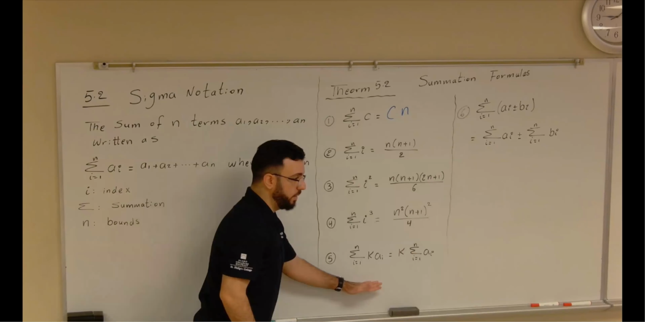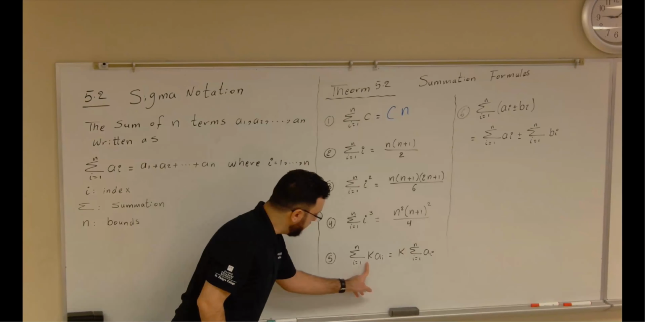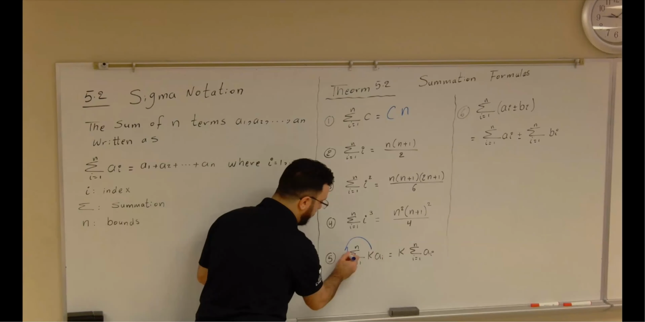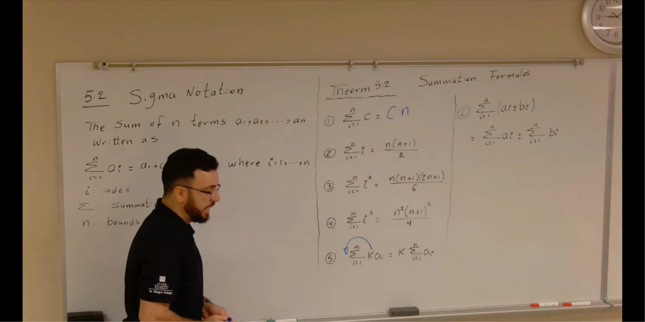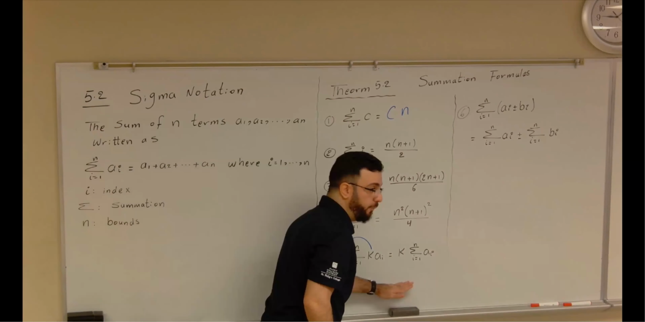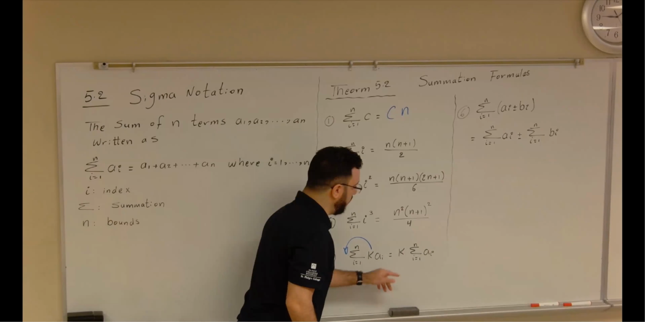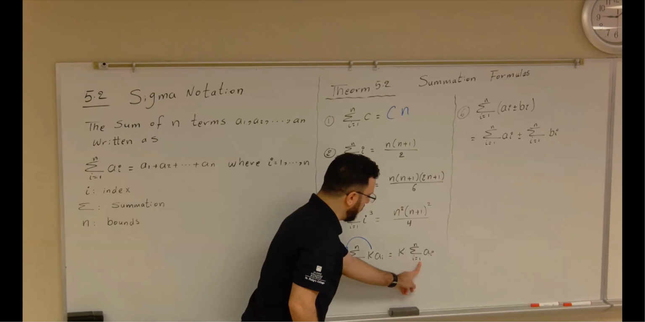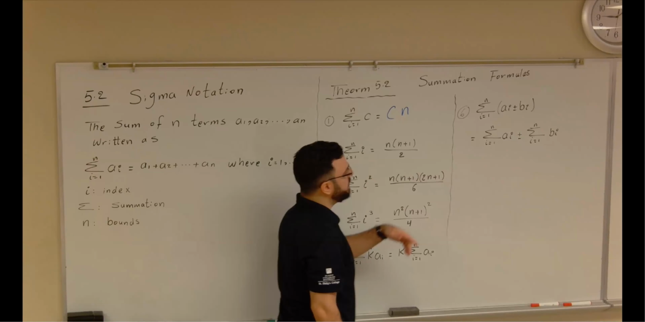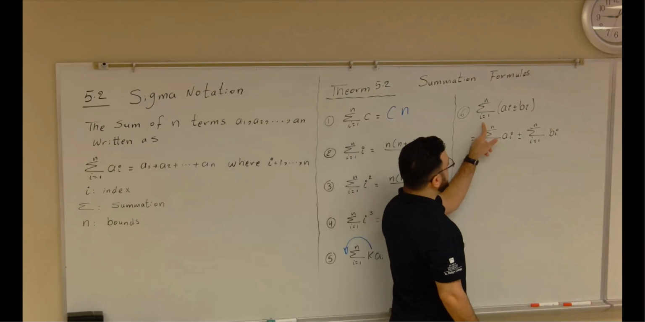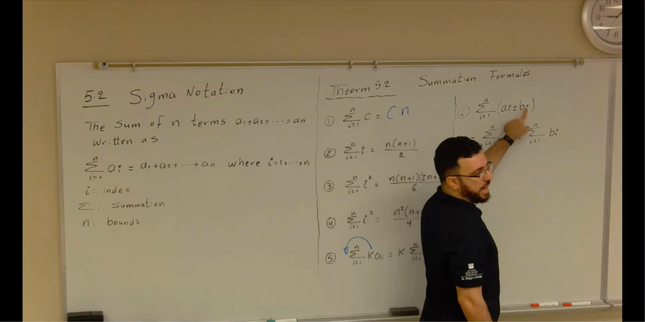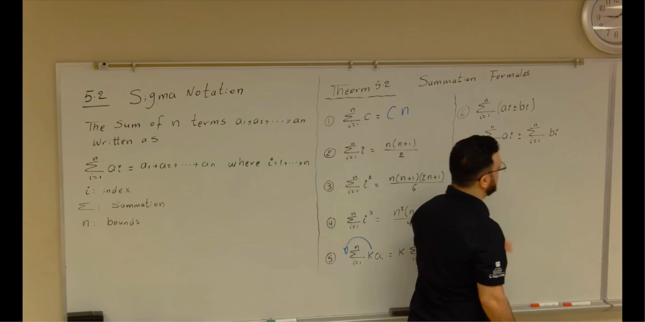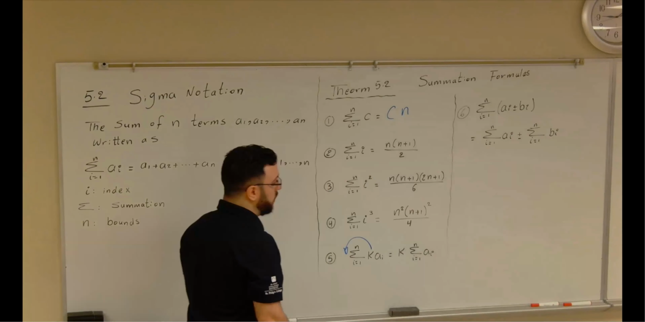This is important. Number 5, if we have a number times ai, can I take it out of the summation? Yes, by using this one. And there's a proof for that. We're not going to use the proof, we're going to use the formula. The number k times the summation from i=1 to n of ai. The next one, if you have the summation of two terms, ai and bi, you can take the summation of the first one, plus or minus the summation of the second one. We're going to use these rules.